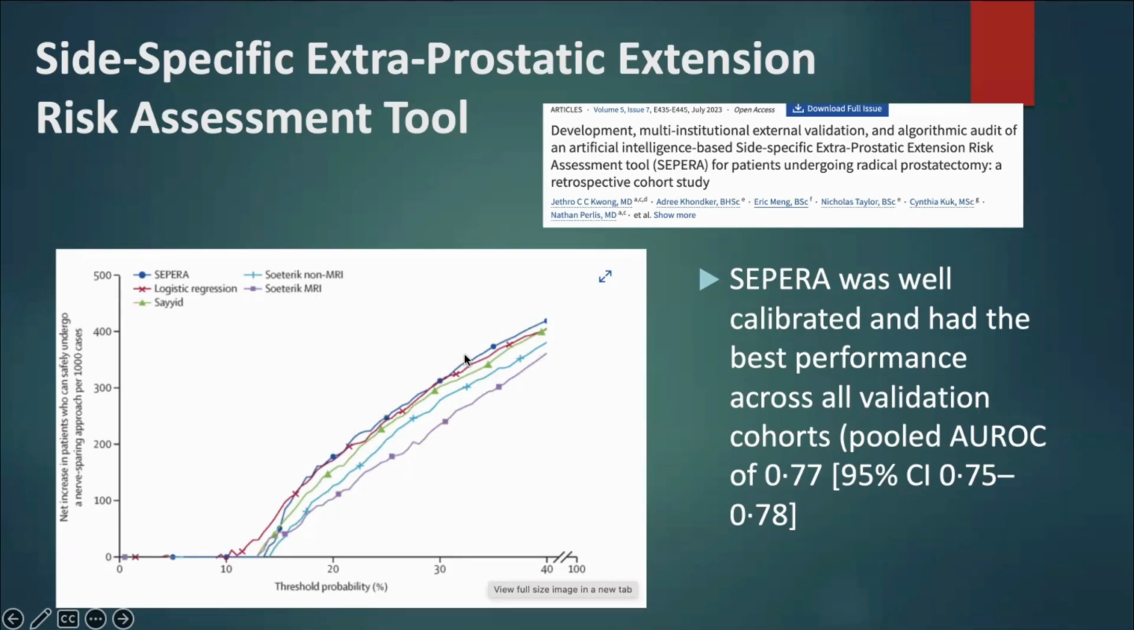And this graph just shows the predictive value. So you can see the dark blue dotted line. I'm not sure how well it predicts, but the dark blue dotted line is the SAPIRA model. And nicely, for the purpose of the talk, actually, they've included a Soteric MRI in purple. And you can see that their SAPIRA model performs favorably compared with the conventional models.